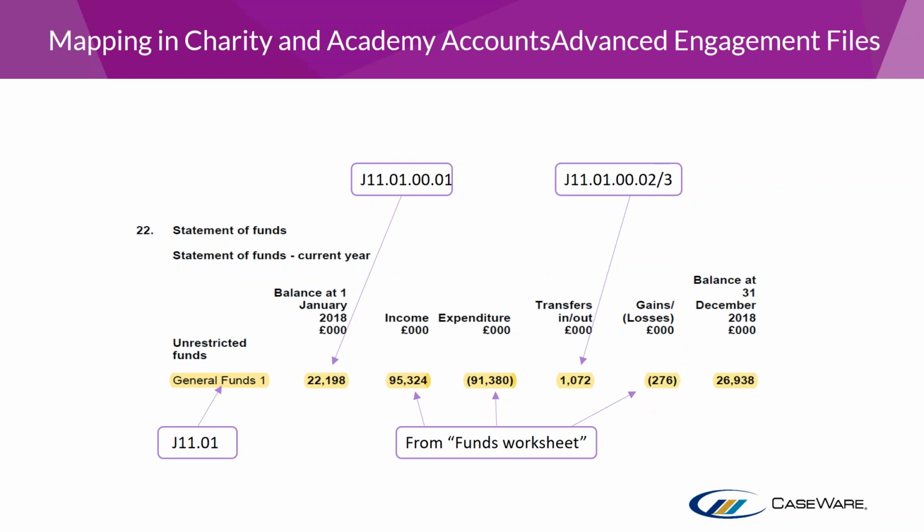Those figures there, those income, expenditure and gains and losses actually come from the funds worksheet document, which we don't really have time to go into today. But if you join us in a webinar in a couple of weeks' time, we'll explain how that funds worksheet actually operates. So that's how the map numbers work on the balance sheet side of things. I'm just going to go to a Caseware file and have a look at how that actually operates in a specific Caseware file.